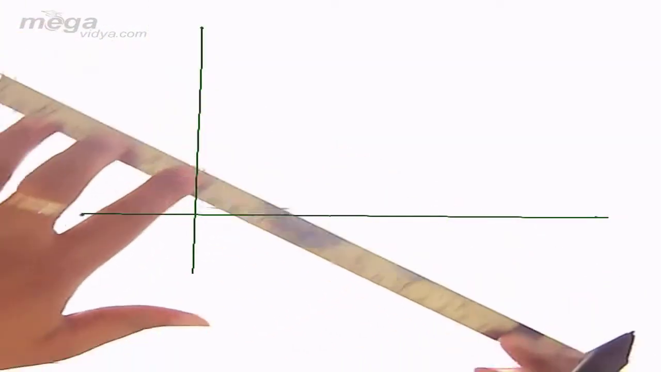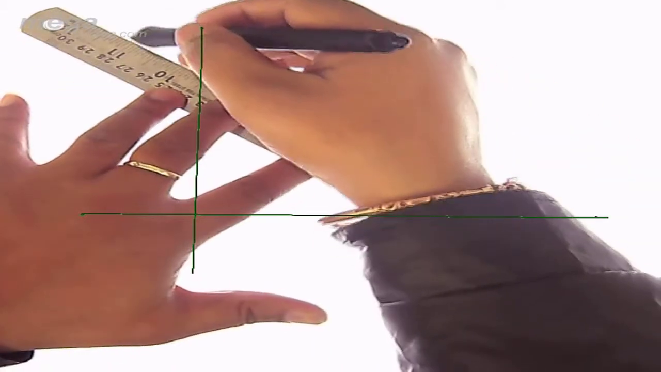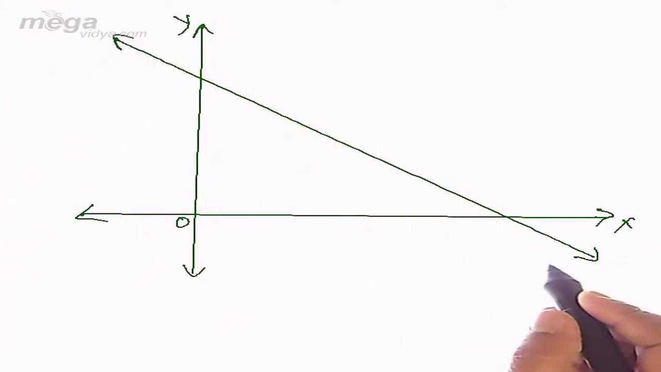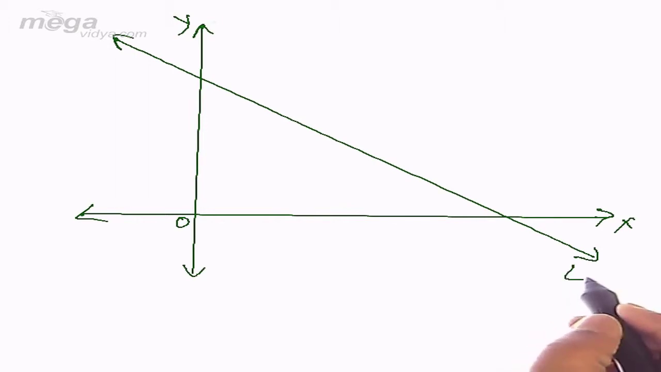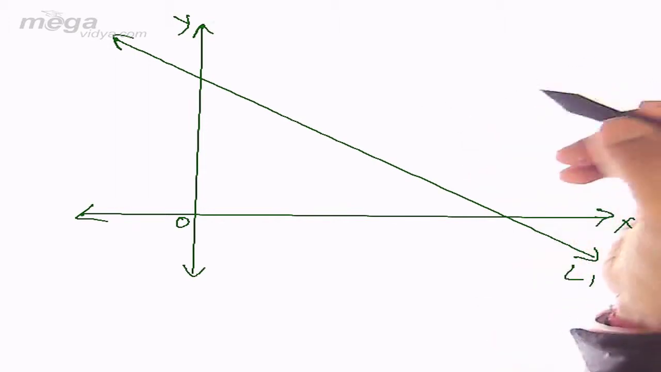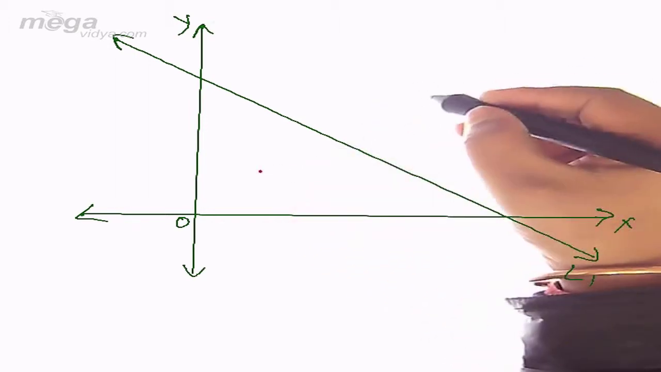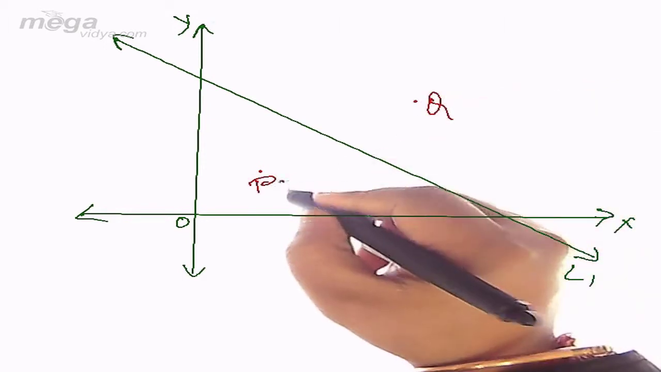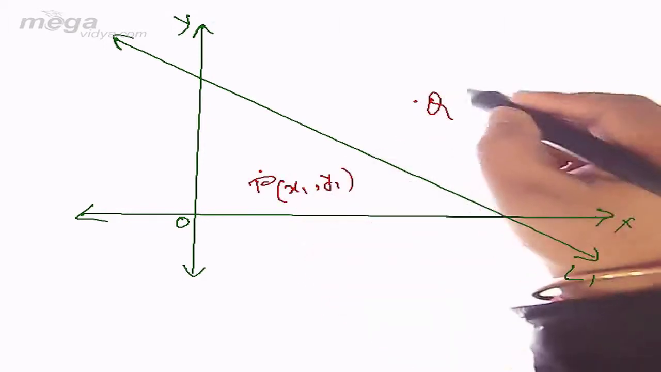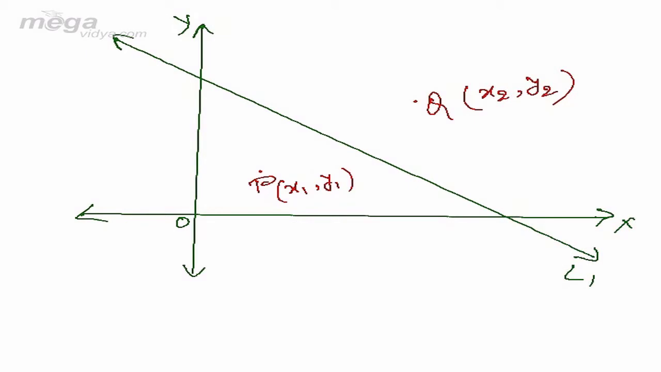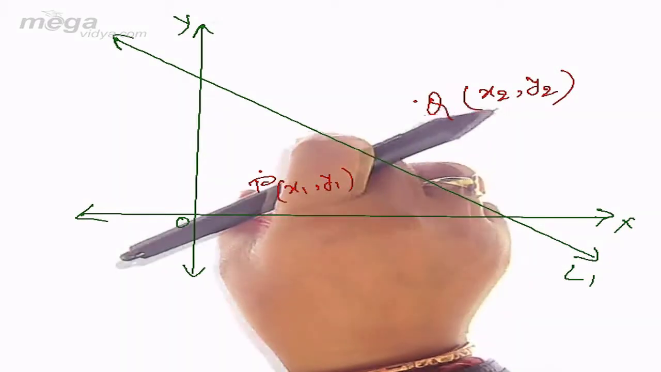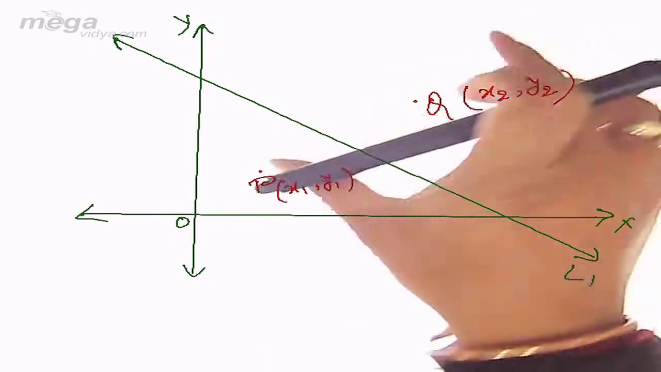So, see, suppose this is the x-axis, y-axis, and I'm just taking this as the line. Suppose the line is L1 and these are 2 points. One is P, one is Q. Suppose this is x1, y1 and this is x2, y2. So you have two cases. Either these two will lie on the same side or on the opposite side.